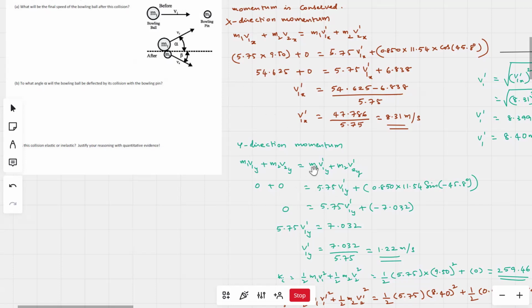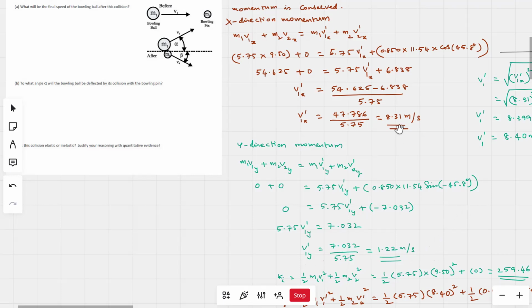And then here m1 v1y dash. So we have to find out v1y dash also, because that is not known to us. And then v2 dash is given to us. That is 11.54. And then the direction is negative, because the bowling pin is moving in the downward direction. So this is the downward direction, means we have to put the negative sign. When we put the negative sign, it will be sine minus 45.8 degrees. So the answer will be v1y dash is equal to 1.22 meters per second.